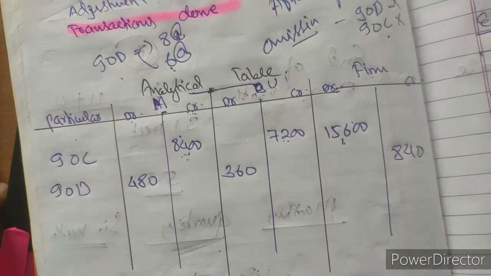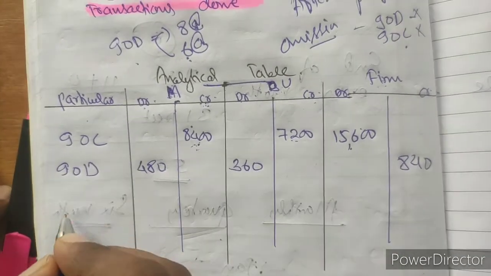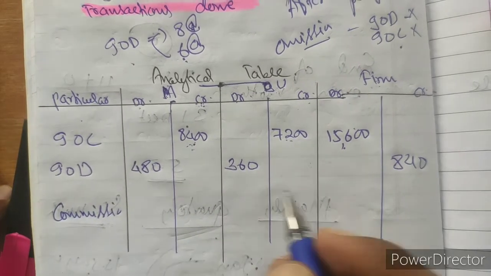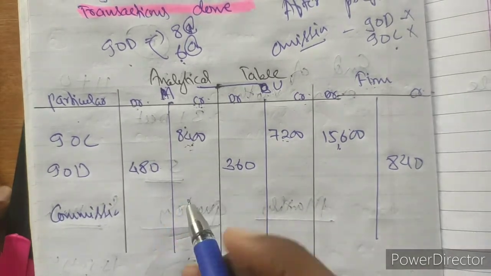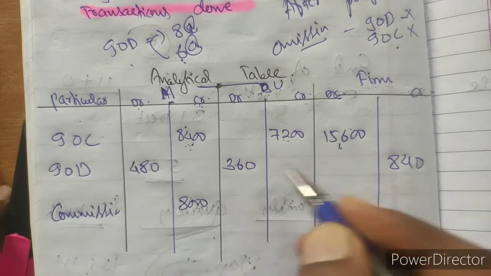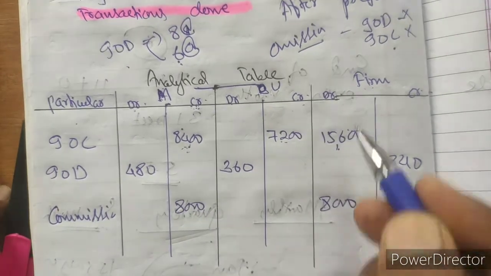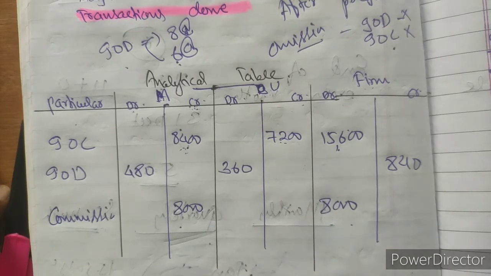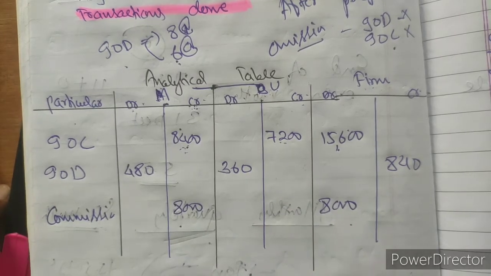Now commission is also left to be paid to one partner. To whom is it left? It is left to be paid to Mita. Then Mita will be getting commission. It's a gain for her, 8,000. Where will the commission go? From the firm. Where will it come in the firm? In debit. Partner's credit, firm's debit. So it is 8,000. There is no more entry left.